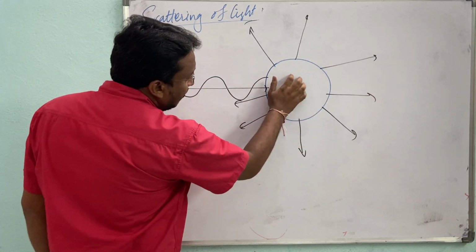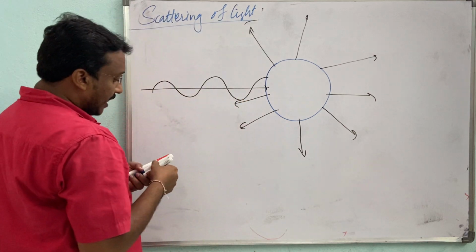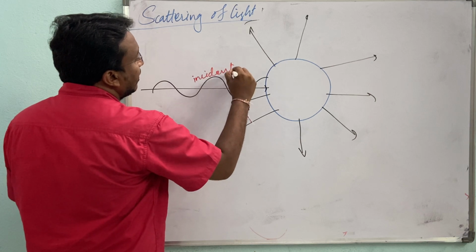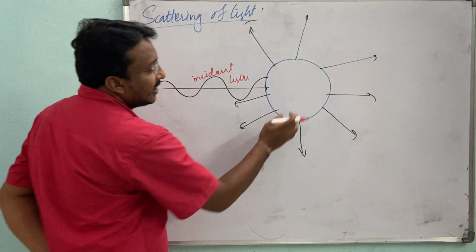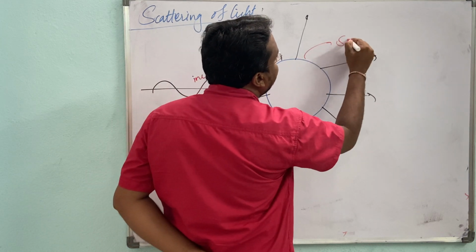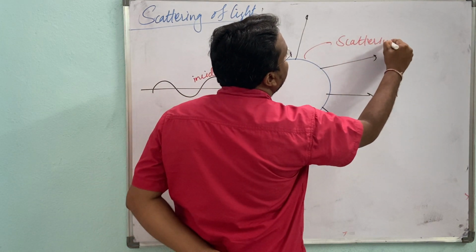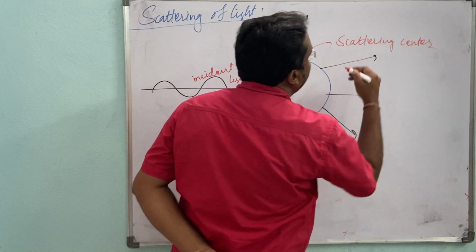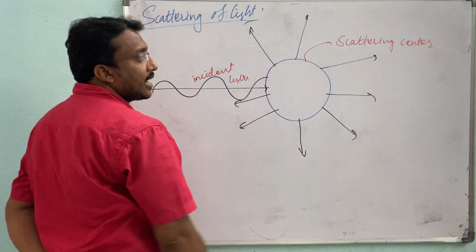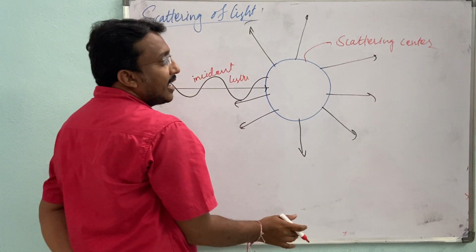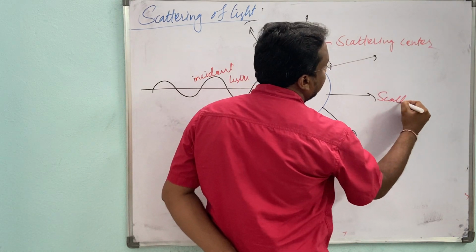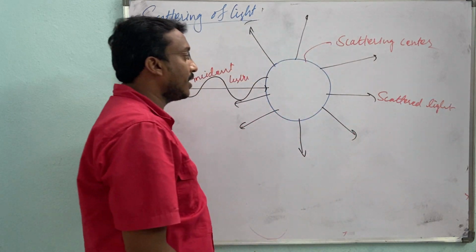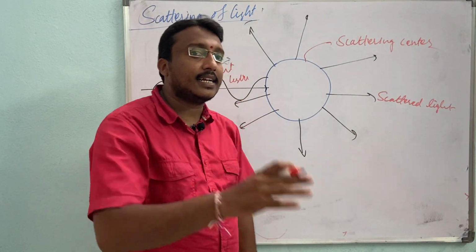Here, this light is called incident light. This atom acts as a scattering center. This re-emitted light is called scattered light.